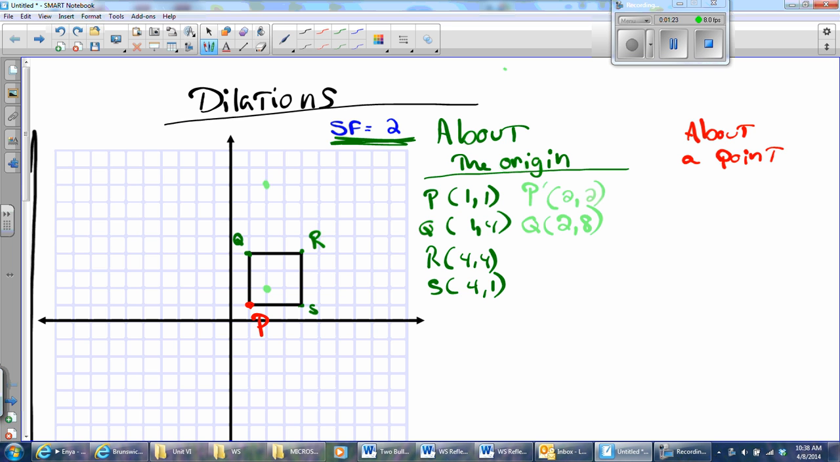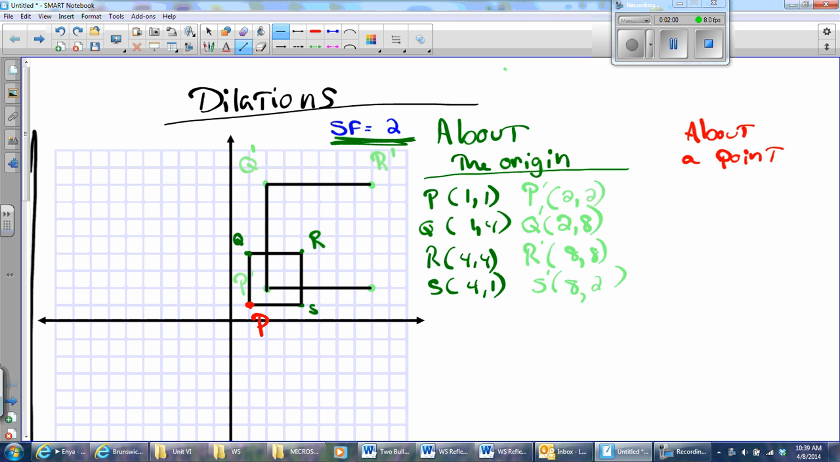Right there, I believe. There's Q prime. Okay, P prime. All right, R prime will be at (8, 8), which I believe will be right there. R prime. And then S prime, not Optimus Prime, S prime will be at (8, 2). And there you go. I just dilated, which means to make bigger or smaller, this square about the origin using a scale factor of 2.